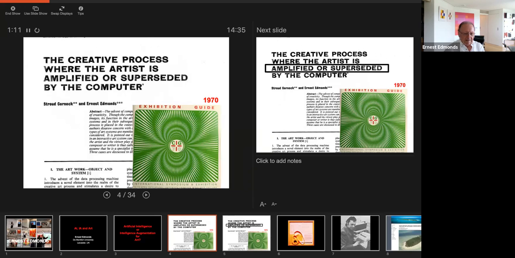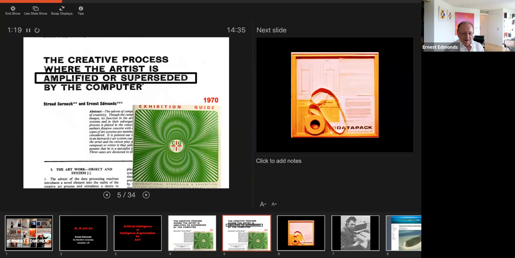And the point is that Stroud and I gave this paper with the title, you only really have to read the title, "The creative process for the artist is amplified or superseded by the computer." So a question, this was a question in 1970, will AI lead to the artist or the creative practitioner being amplified in their creativity or superseded and got rid of? And so you can guess that the answer from artists was amplified rather than superseded, but I'll say more about that as we proceed.